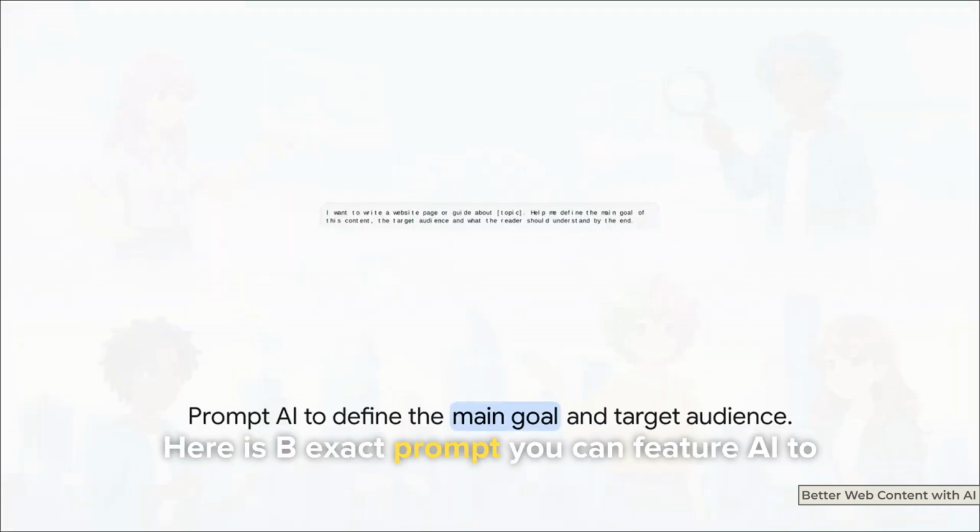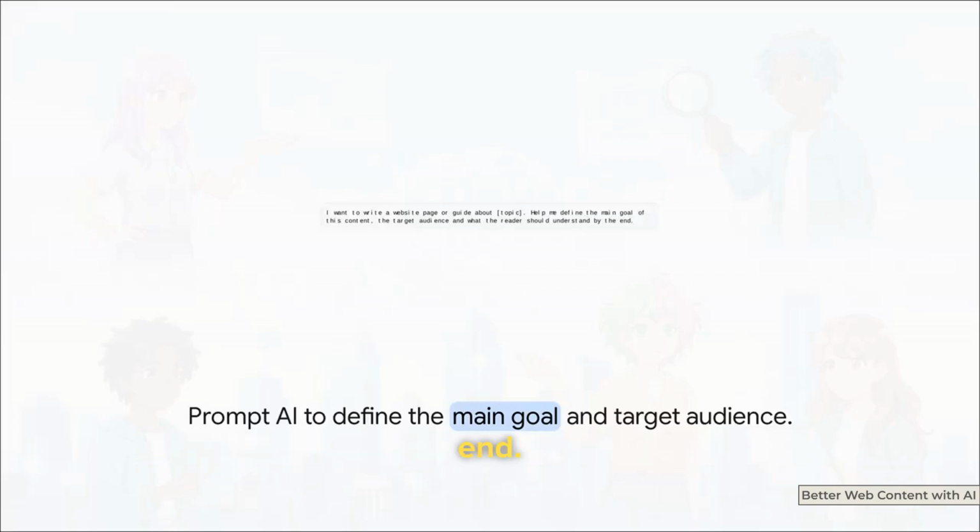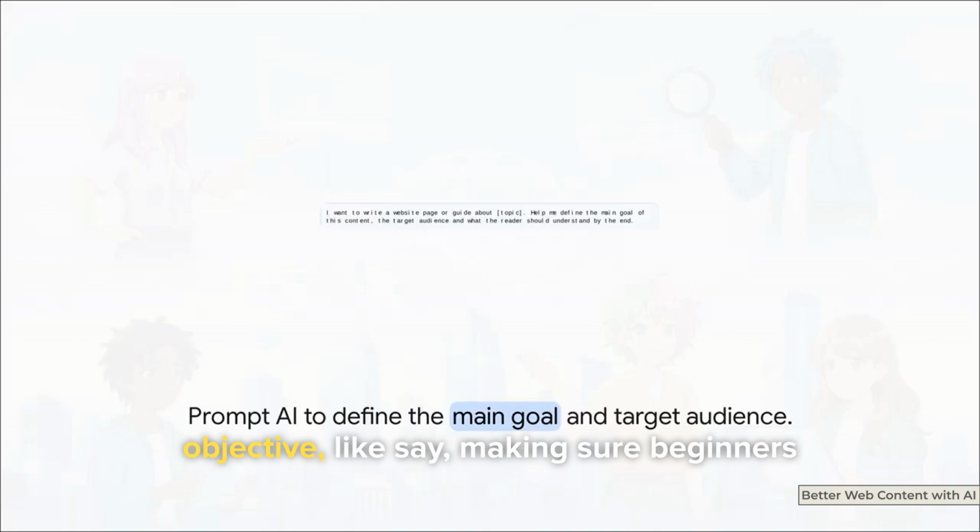Here is the exact prompt you can feed your AI to nail down that core goal and target audience. You're asking it to help define the main goal and what the reader should understand by the end. This forces the AI to establish a crystal clear objective, like, say, making sure beginners understand what SSL is and why HTTPS actually matters, before a single word of the article is even written.